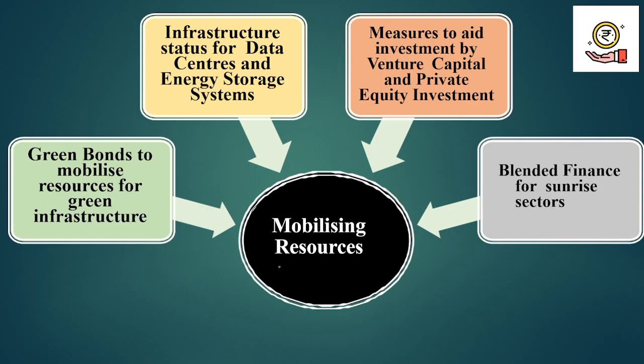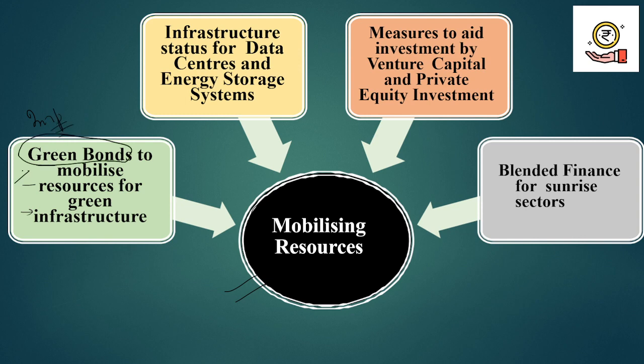Next are some of the mobilizing sources. What are these mobilizing resources? Number one is green bonds. To mobilize resources, green infrastructure bonds would be launched. All right, this is very important. You have learned about green bonds.